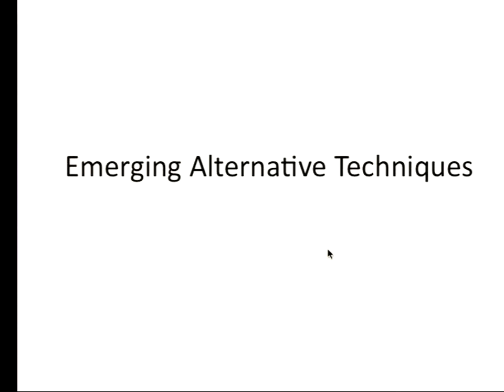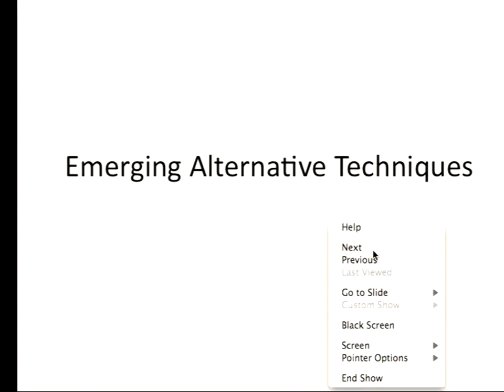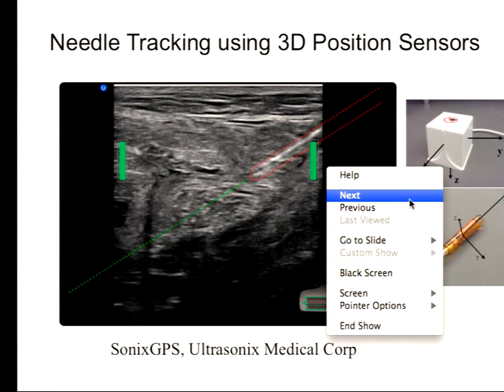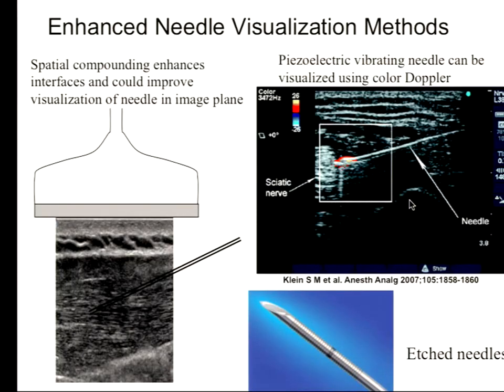So what are some alternatives? Well, one possibility is to use a position sensor on the needle itself and track the needle with respect to the ultrasound imaging plane. So this is a technology that Ultrasonics has been pursuing. There are several other companies that have been pursuing a similar technology. So again, using these electromagnetic position sensors, you can track the tip of the needle and provide a cartoon showing where the needle tip is. Another technology uses a vibrating needle. It's a piezoelectric vibrating needle, so you can use color Doppler to visualize the needle much better.